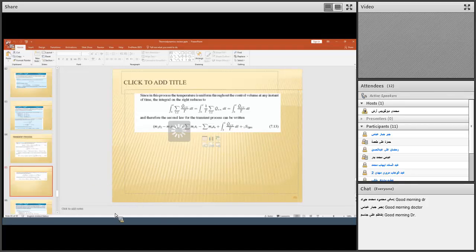Okay, this is the equation. Now we want to solve a problem for application of this equation. Any question?